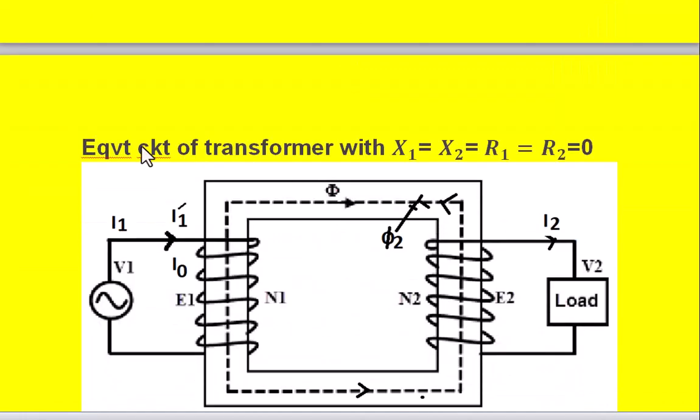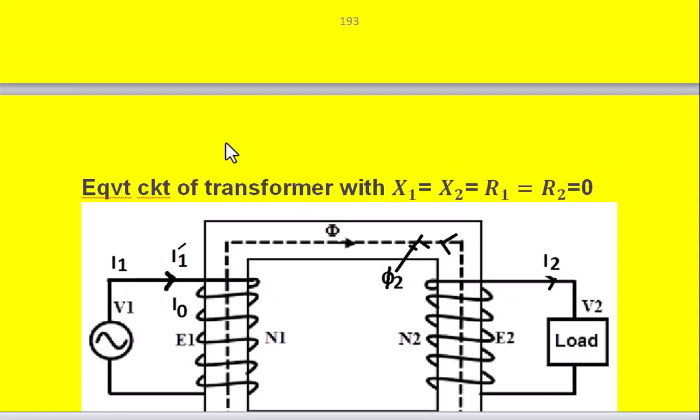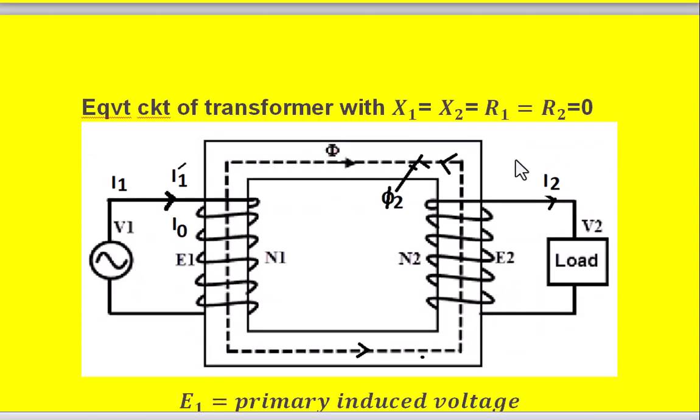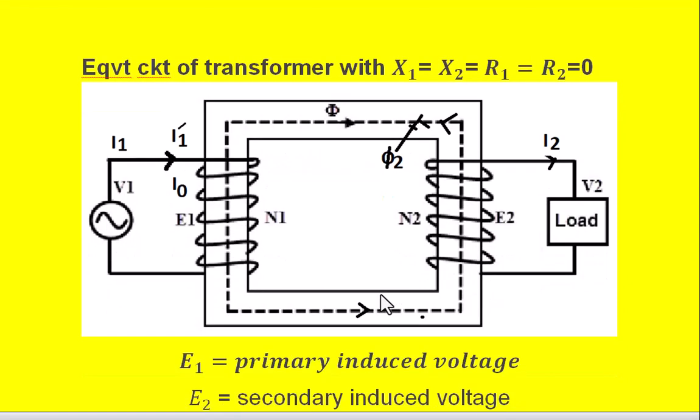So now to explain it better, let us draw that equivalent circuit in the form of the windings connected on the magnetic core. That is equivalent circuit of the transformer when X1 is equal to X2 is equal to R1 is equal to R2 is equal to 0. Under that condition, we draw the diagram like this.